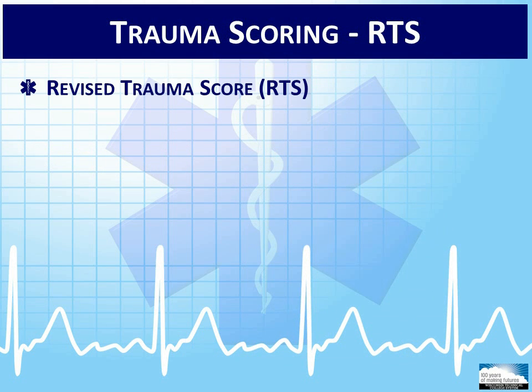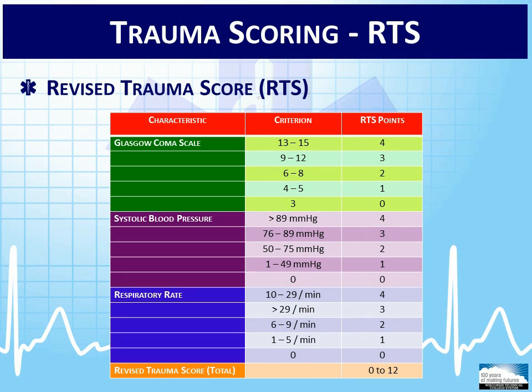The Revised Trauma Score, RTS, delves even deeper by combining a neurological assessment, the GCS, with physiologic assessment criteria such as the patient's systolic blood pressure and respiratory rate. Each category is scored on a scale of 0 to 4 with a resultant combined RTS of 0 to 12. Please refer to the table provided for the scoring associated with the various criteria.